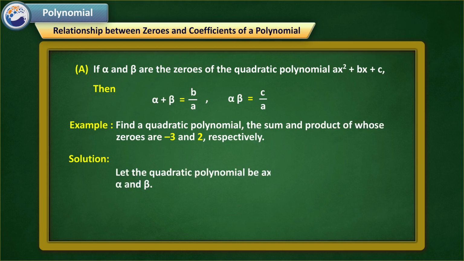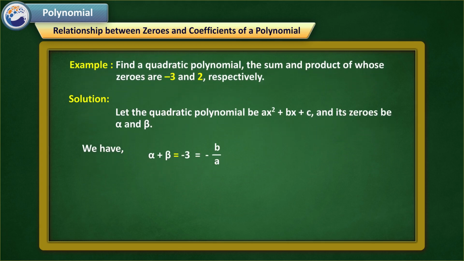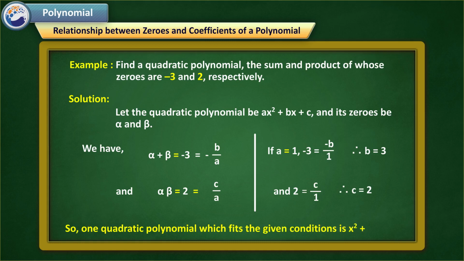Solution. Let the quadratic polynomial be ax squared plus bx plus c and its zeros be alpha and beta. We have alpha plus beta is equal to minus 3 is equal to minus b by a, and alpha beta is equal to 2 is equal to c by a. If a is equal to 1, then b is equal to 3 and c is equal to 2. So one quadratic polynomial which fits the given conditions is x squared plus 3x plus 2.